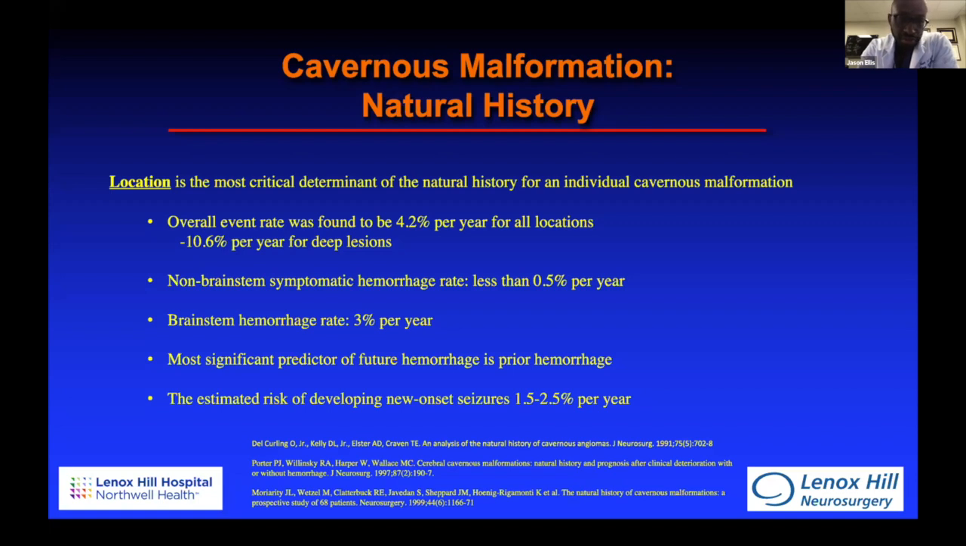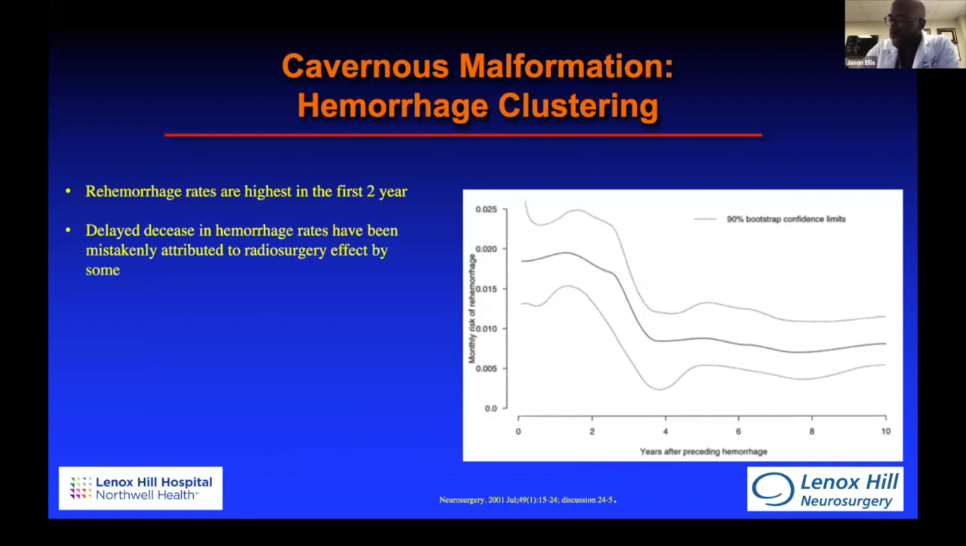It may just be that the brainstem is so delicate and eloquent, and any loss of function in the brainstem will be noticed. So the rate of symptomatic hemorrhage is going to be higher in the brainstem as opposed to, let's say, the right frontal lobe, which is relatively quiescent. They do have a risk of seizure onset as well. It's one of the clinical characteristics of cavernous malformation bleed.